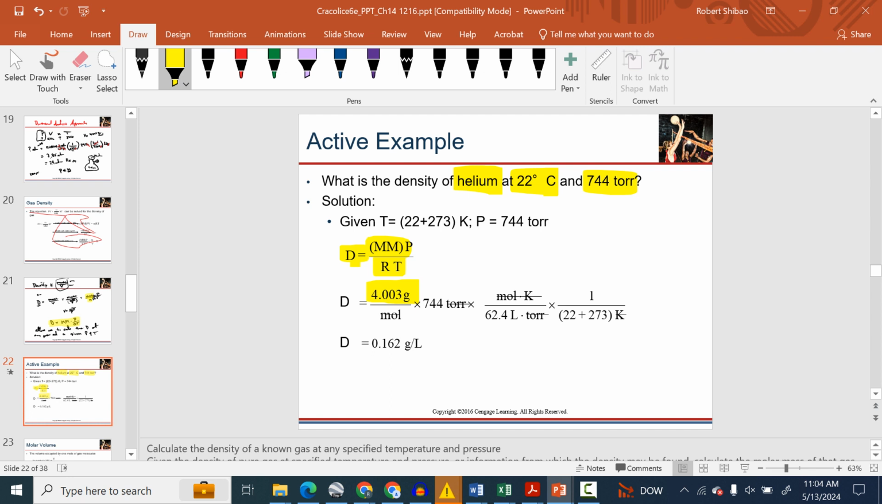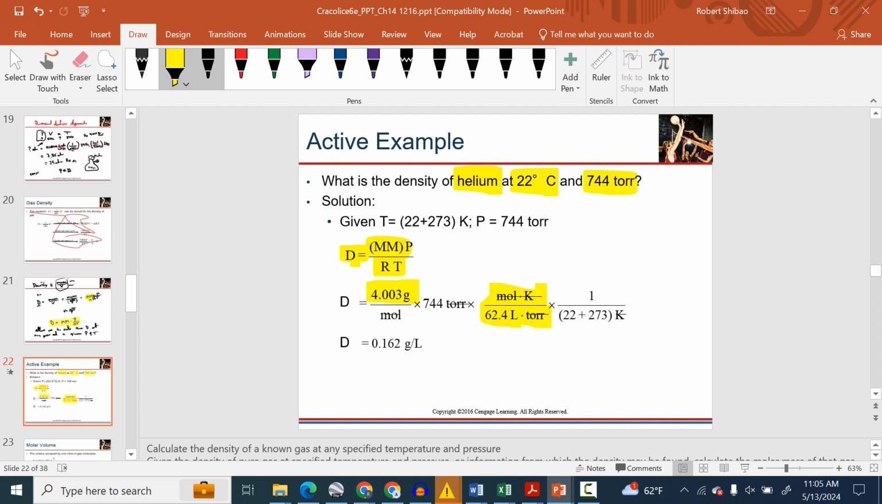Okay, this is a different R. Do you see they're using 62.4? The reason is because they're using torr instead of atmospheres. Do you want to memorize this? No. But if you already have it memorized, that's fine. So for atmosphere pressure it's 0.0806, and for torr it's 62.4.